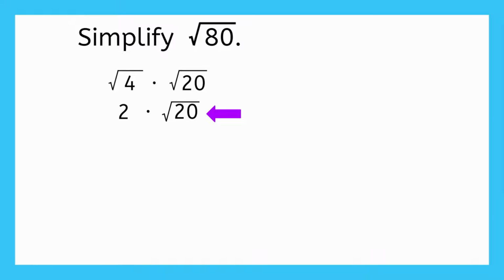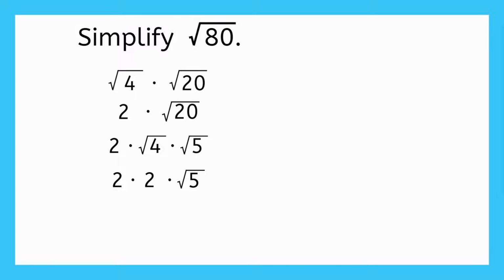20 also has a factor of 4, which is a perfect square. Since 4 times 5 is 20, we can rewrite this again as 2 times the square root of 4 times the square root of 5. Don't forget to include that constant of 2 in front of the radicals. What do you think we should do next? Since 4 is a perfect square, we can simplify this further to 2 times 2 times the square root of 5. Could the square root of 5 be simplified any further?